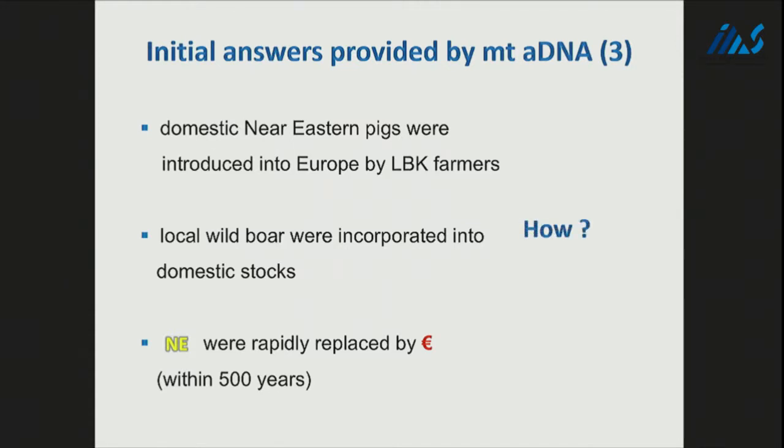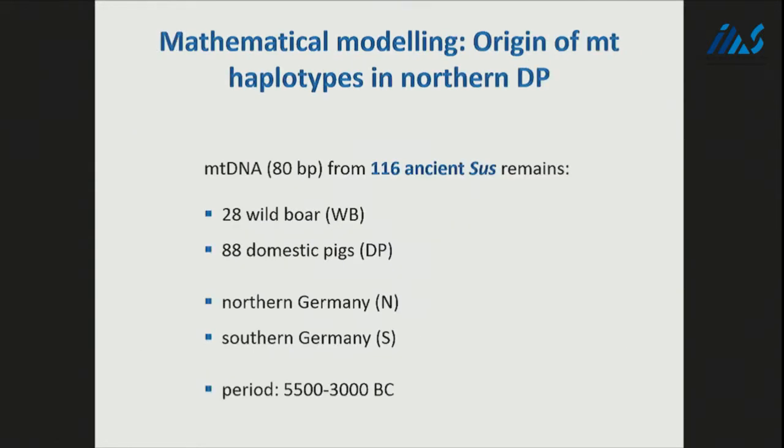Now that's where we came in and asked questions. Well, how did this incorporation happen? What type of animals were incorporated? We also asked, was it really that fast, this replacement? And we also asked, why were these lineages replaced? Was it just drift, possibly? Or maybe there was selection at play. In the following, I will present you our approach, and I can give you some preliminary data.